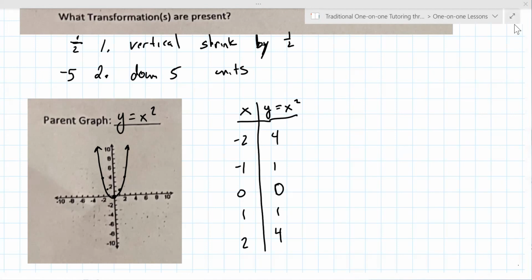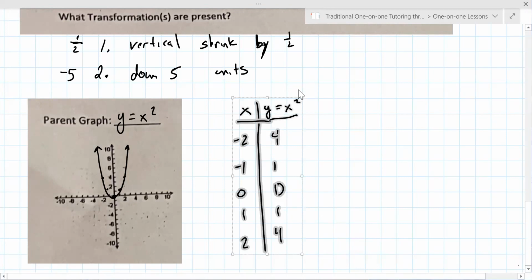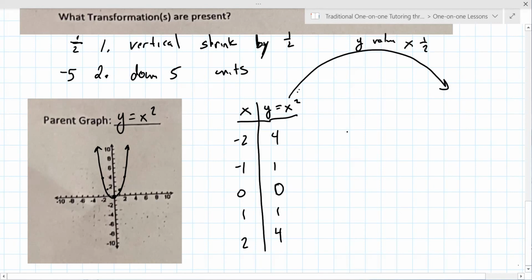Yeah, so we're going to first do a vertical shrink by 1/2. So what I'm going to do here is show you that transformation. Sorry. So that affects the y value. This vertical shrink by 1/2 means take the y value and multiply by 1/2. So each of these y values, we're going to multiply by 1/2. X is going to stay the same.